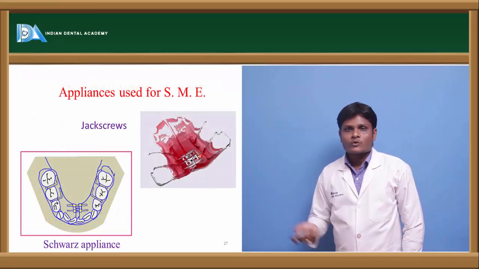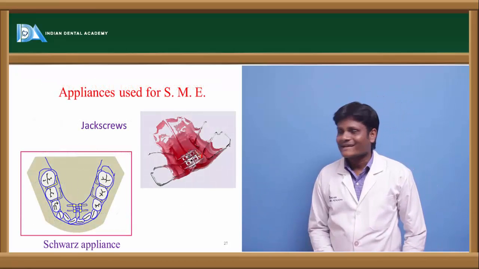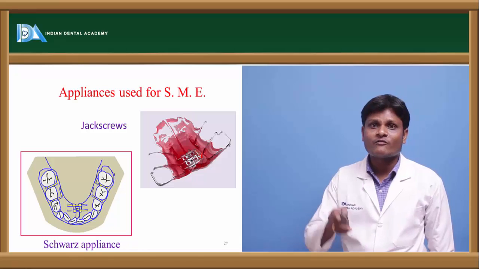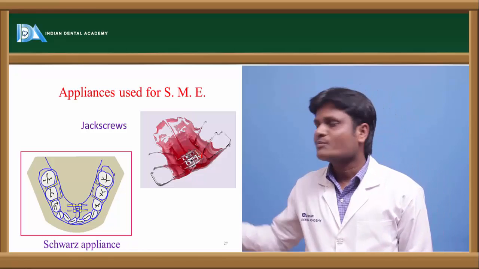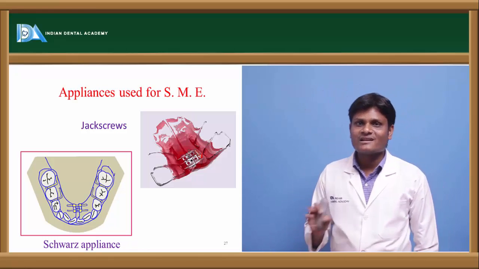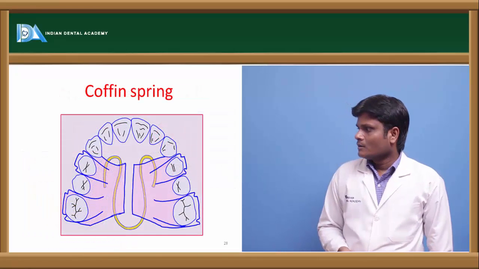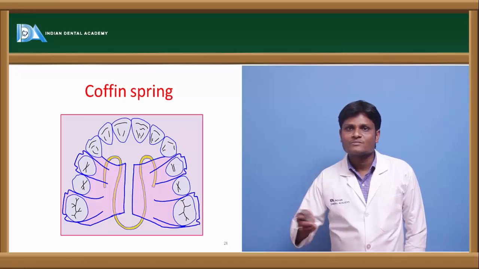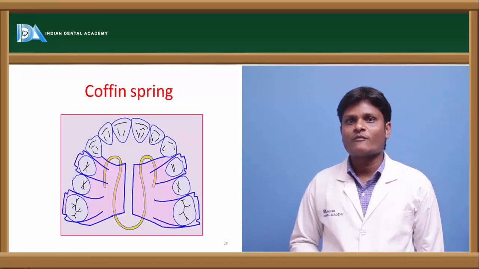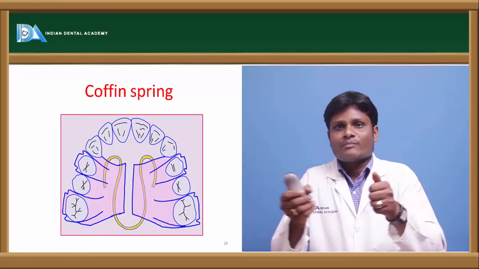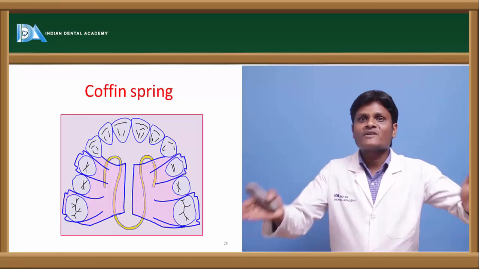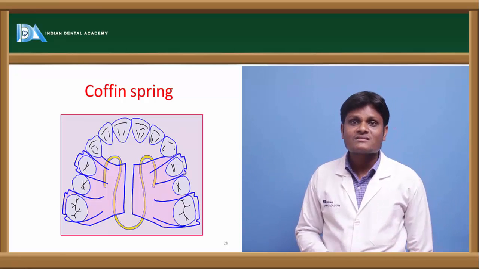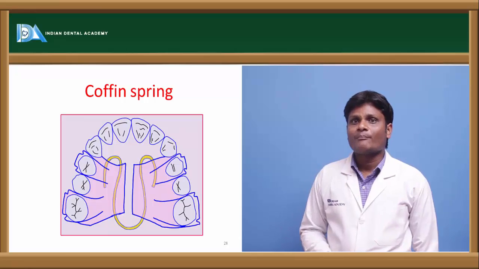We can go for slow maxillary expansion using jack screws that are fitted in the midline of a split acrylic plate. This produces a dental expansion, not a skeletal expansion. And we can even incorporate a coffin spring in the midline of the split acrylic plate. By opening up the coffin spring and replacing it back in place in the maxillary arch, it causes expansion of the maxillary arch.